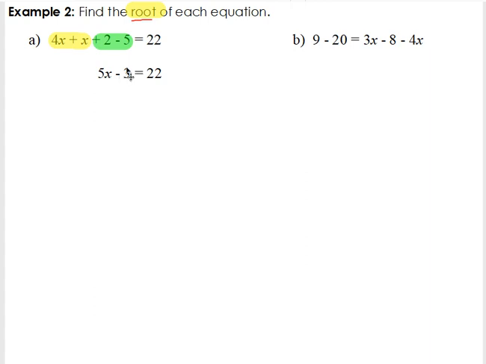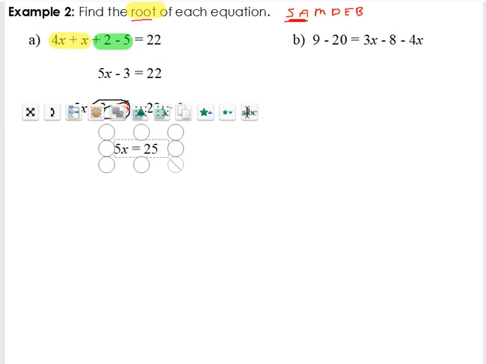We're going to have to get rid of this -3 first, because SAMDEB, I'm going to write SAMDEB up here, says to focus on the subtraction and addition first. So we're going to have to get rid of this subtract 3. And the way we do that is we add 3 to both sides of the equation. So -3 plus 3 ends up being 0. On the left side, we just have 5x. The right side, we have 25. Is that right? 25? Yeah.